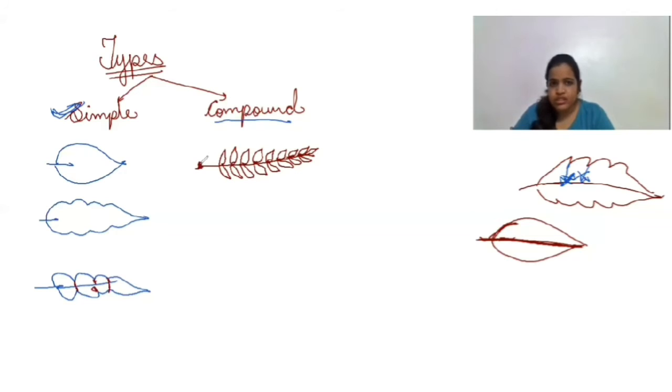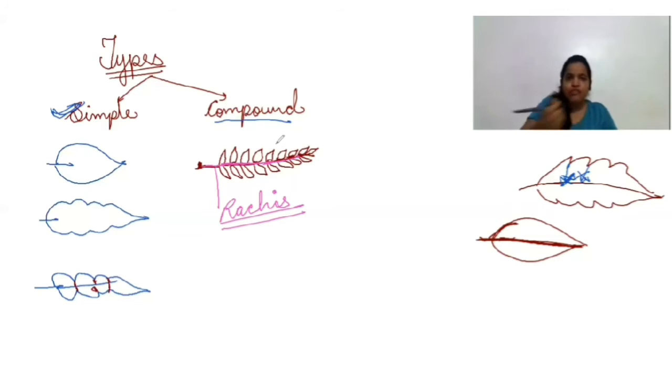Now, this is the midrib. And in case of compound leaves, the midrib is known as another term, that is rachis. The midrib, in case of compound leaves, is known as rachis. Now, what happens over here, guys? The boundaries make the cuts to the midrib, forming the leaflets. So these small structures are not the leaves. These are basically the leaflets.